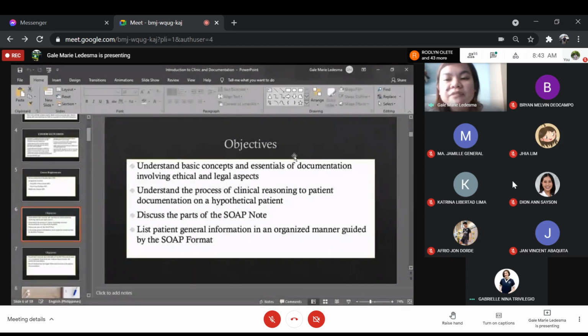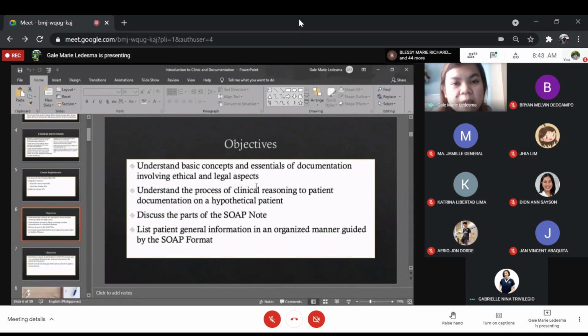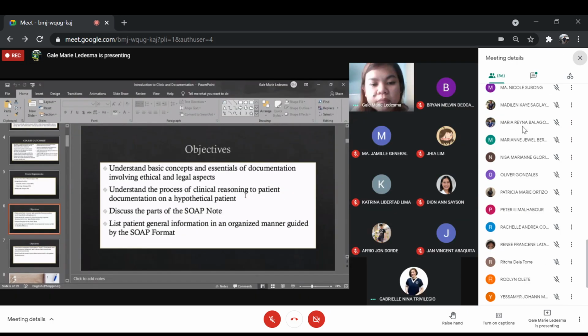Okay, so the objective of our class for this session is for you to be able to understand basic concepts and essentials of documentation, taking into consideration ethical and legal aspects. Always remember that our documentation is a legal document. Our PT initial evaluation, our progress notes, all of those are legal documents.